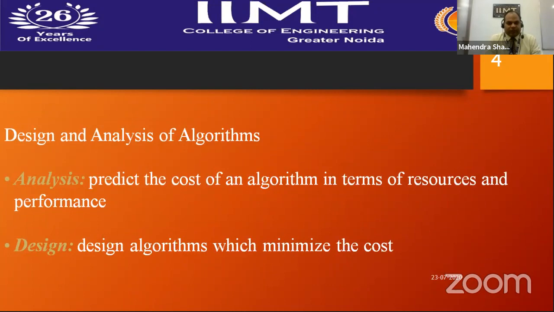Design and analysis of algorithm has two parts, analysis and design. Analysis predicts the cost of an algorithm in terms of resources and performance. Resources may be time and the required space. So we need to analyze time complexity and space complexity. Design is nothing but a procedure to design the algorithm which minimizes the cost.